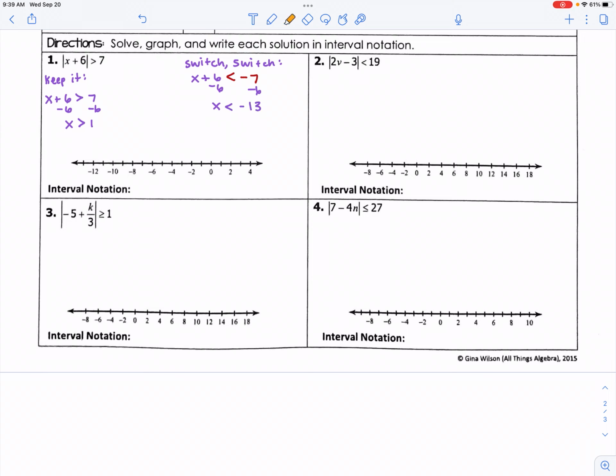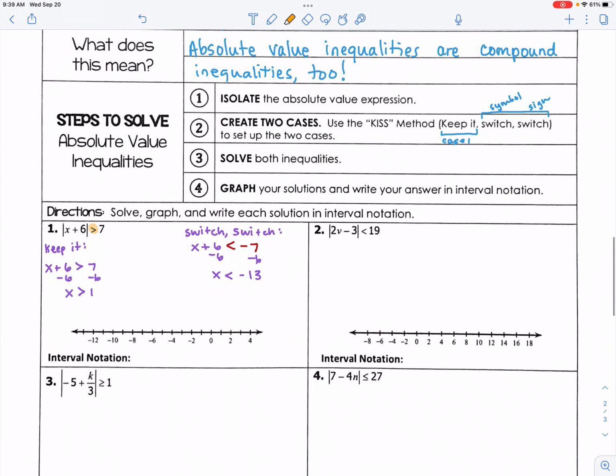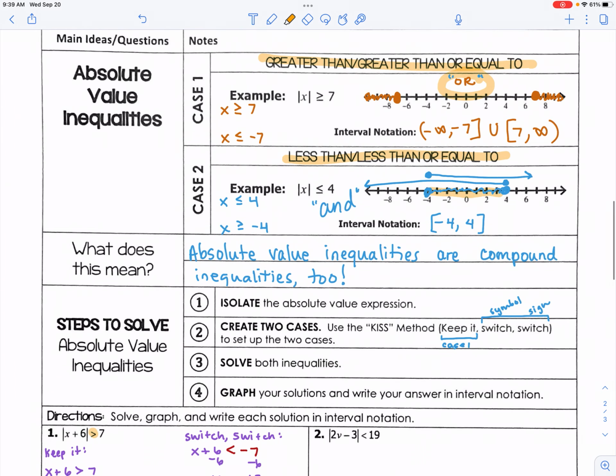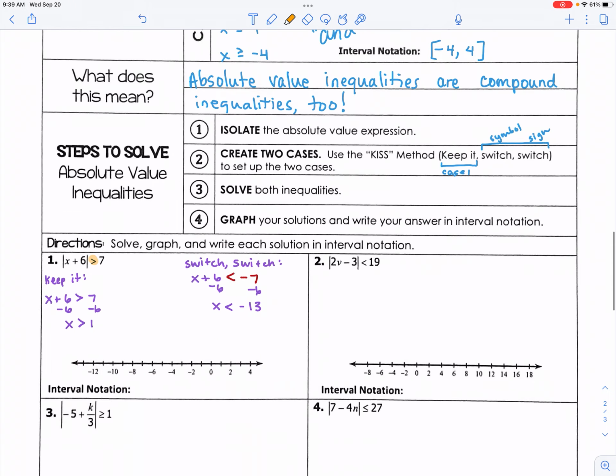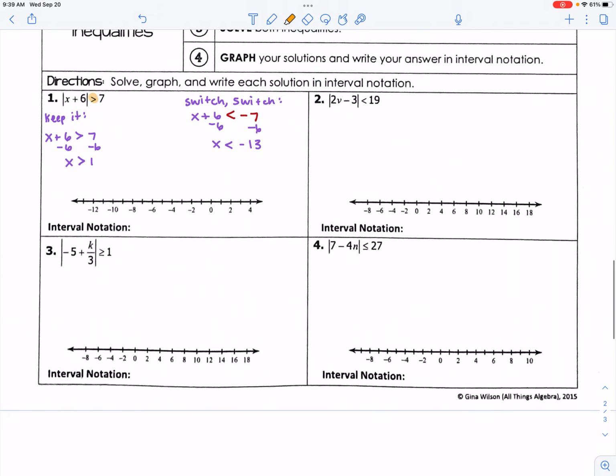And I can see right here by my inequality, since it's greater than, it's going to be an or statement if I graph this correctly. So we want my x's to be greater than 1. So at 1 here, open circle, greater than 1. And then less than negative 13. So again, open circle, shade to the left. That is an or statement. Or statements go in opposite directions.